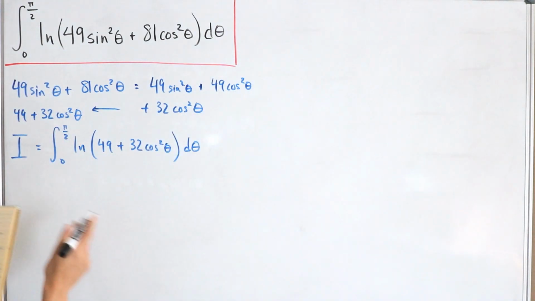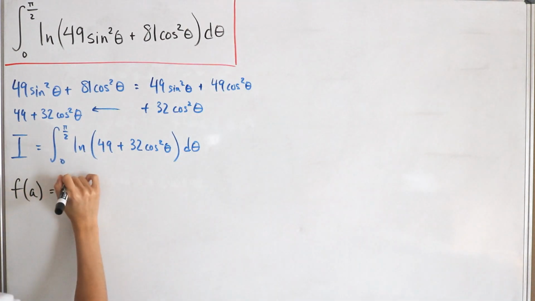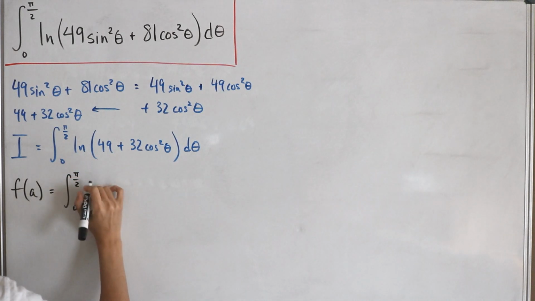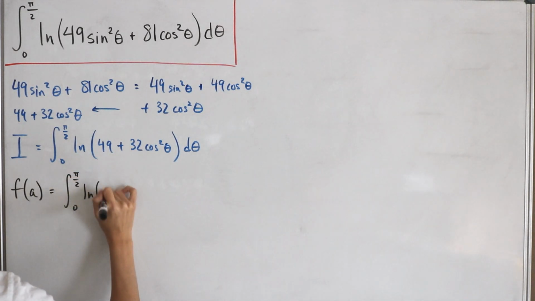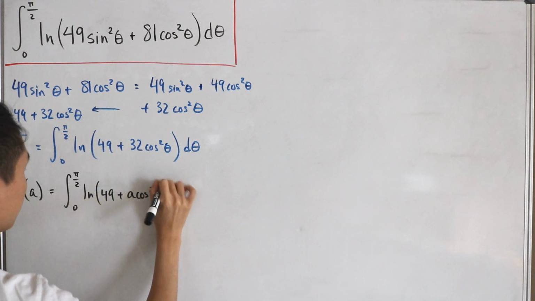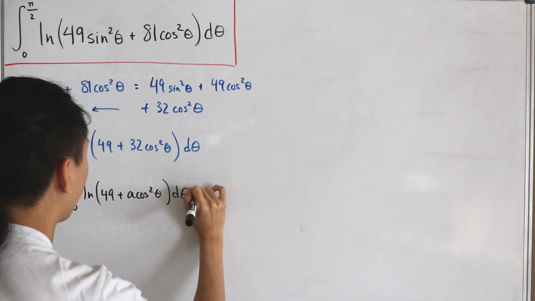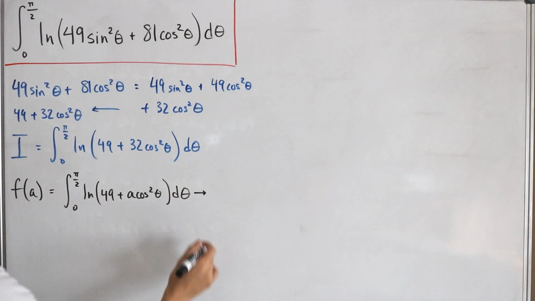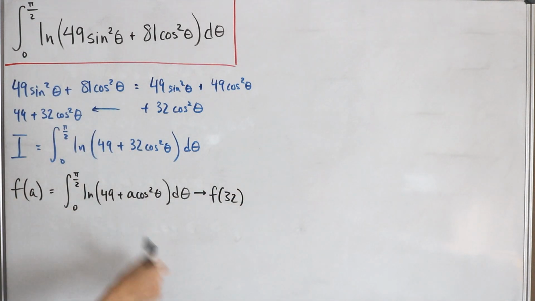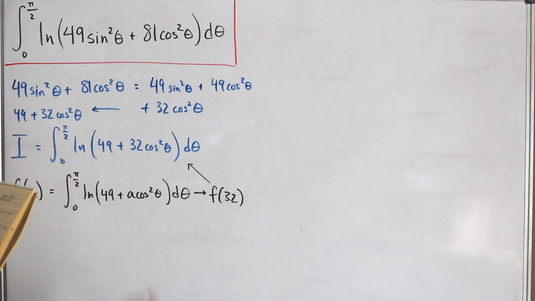So we're going to call this f of a. f of a will be the following function, the integral we're going to calculate for this generalization: the integral from 0 to pi over 2 of the natural log of 49 plus a times cosine squared theta, d theta. So in other words, we know that I is going to equal f of 32, since 32 is the substitution we placed back over here. All right, so this is what we need to figure out, and then in the end, we can just plug this back in to get our value.